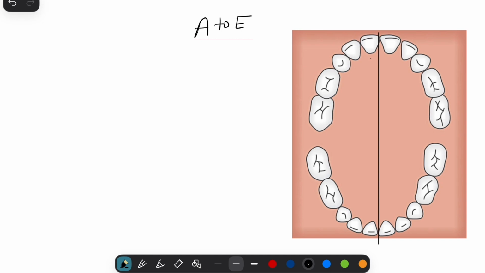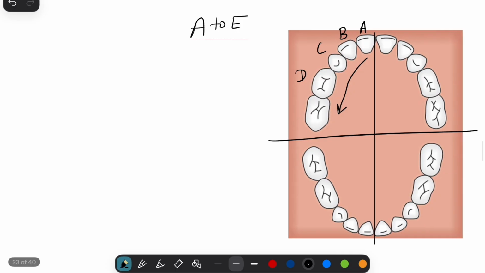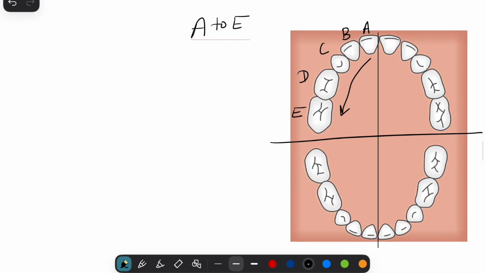Okay, it will go posteriorly. All right, so primary teeth are lettered as A for the central incisor, B for the lateral incisor, C for the canine, D for the first molar, and E for the second molar. Now remember, primary dentition does not contain a premolar, and this is why only 5 teeth are present in each quadrant.